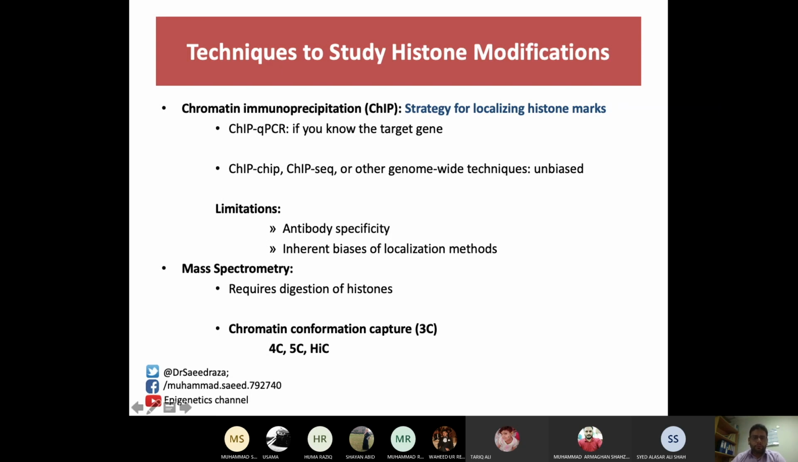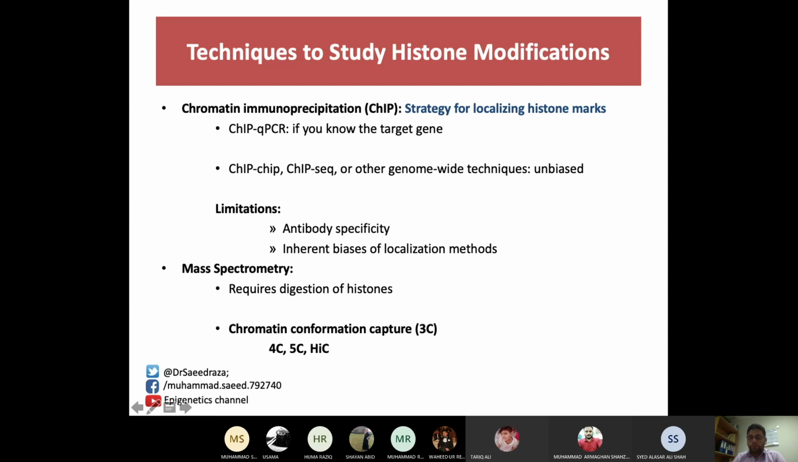For example, you could have heard about the ChIP techniques. These are called chromatin immunoprecipitation techniques. Do not mix it up with another chip which is written in all small letters, which is called chip. We are going to come to that. This technique, chromatin immunoprecipitation, is a strategy which could be used to elucidate localized histone marks.